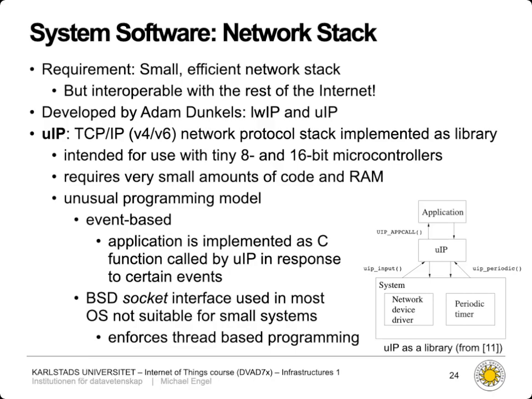You can compare this to what you might be used to if you've done network programming before. So the very standard interface used on Unix, but also on Windows commonly, is the so-called socket interface, which was invented in Berkeley with BSD Unix. And this is not really suitable for small systems because this requires you to do multi-threaded programming. This requires you to have preemptive multitasking, complex device drivers, and it simply wouldn't fit into memory because of all the overhead with socket and buffer handling.